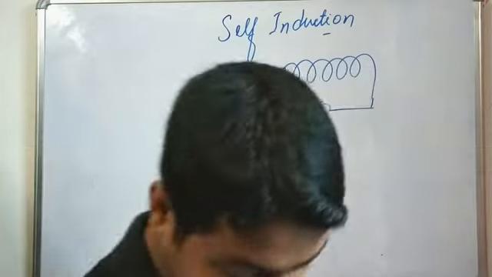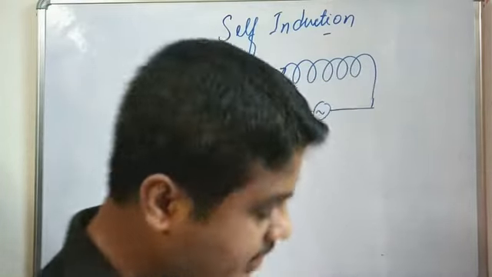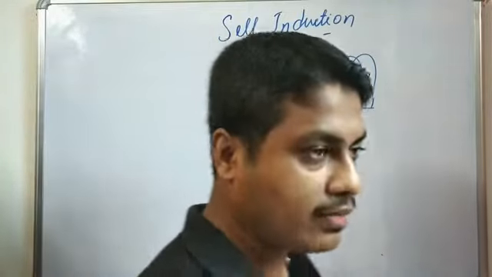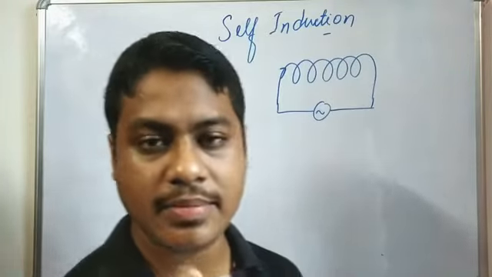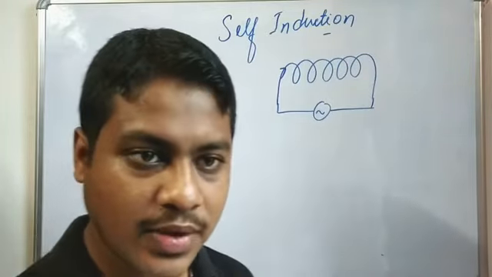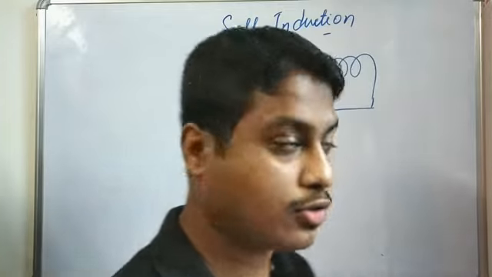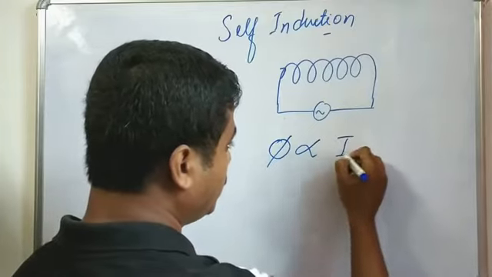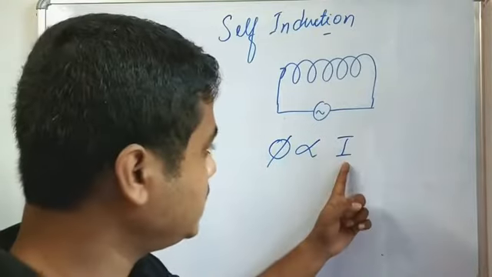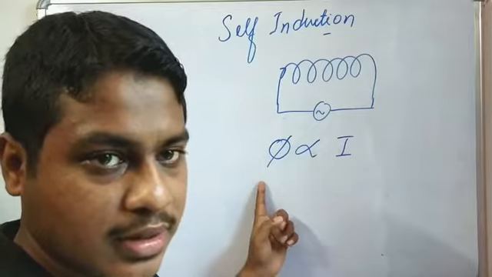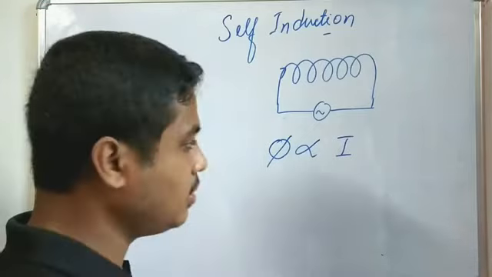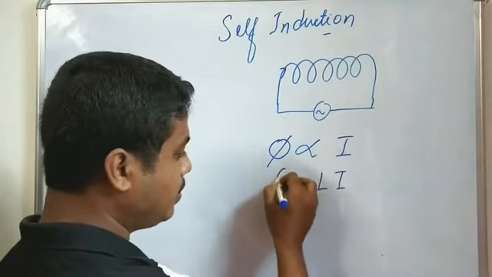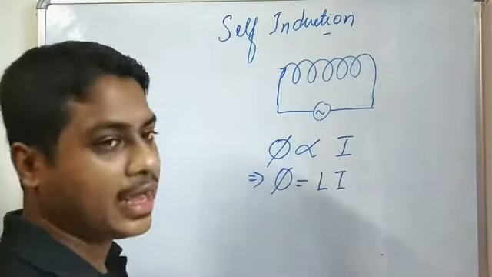Now suppose a current I flows through the coil at any instant. We know that if the current changes, then there will be a change in magnetic field, and if there is a change in magnetic field, there will be a change in magnetic flux also. So we can write phi is directly proportional to the current. The more the current changes, the more the magnetic flux will change. If I break this proportionality symbol, I have to write a symbol L into I. So I can write phi equals LI.